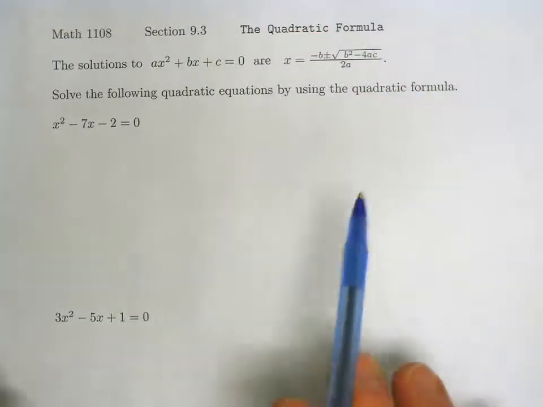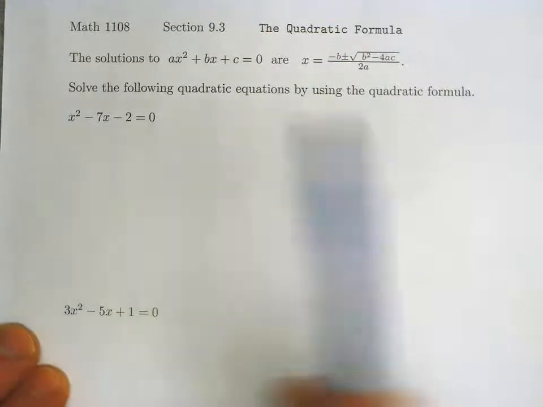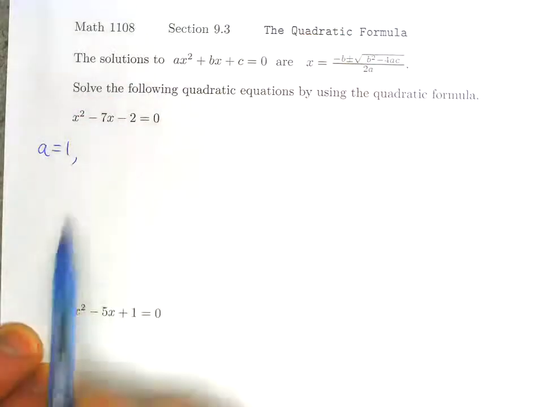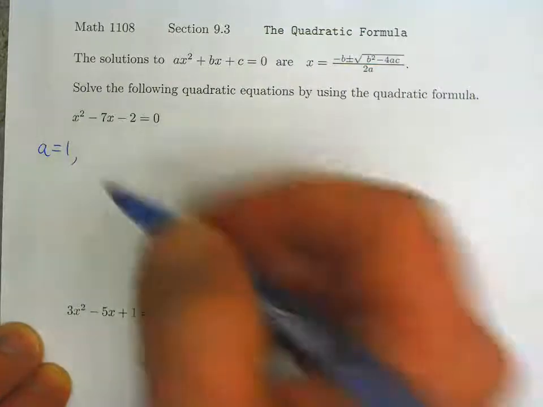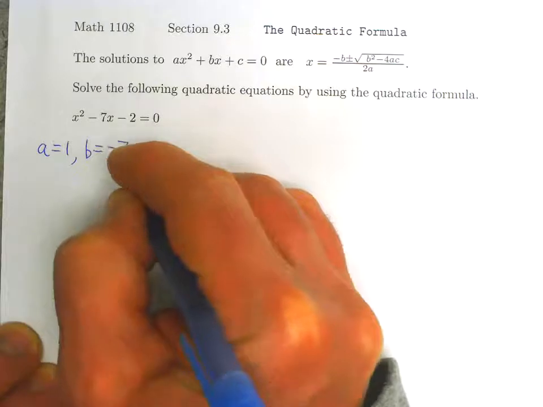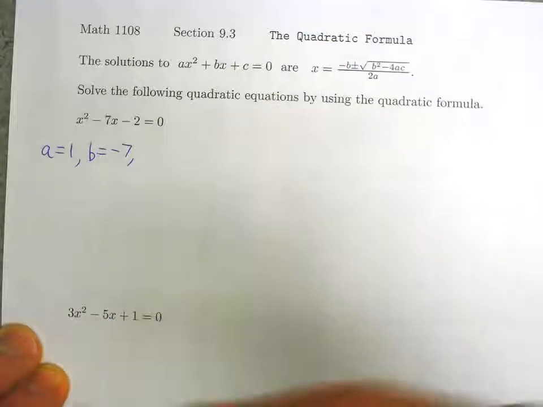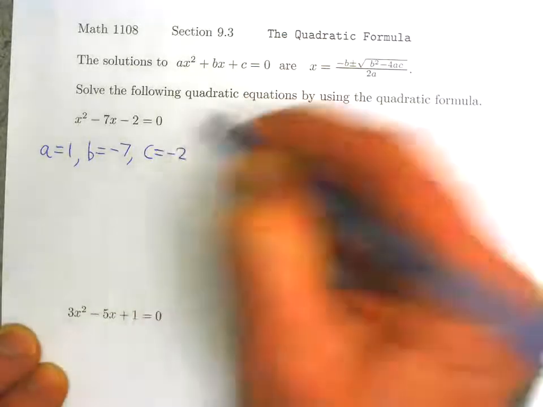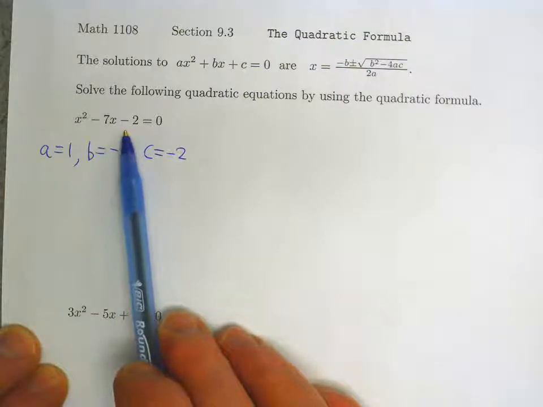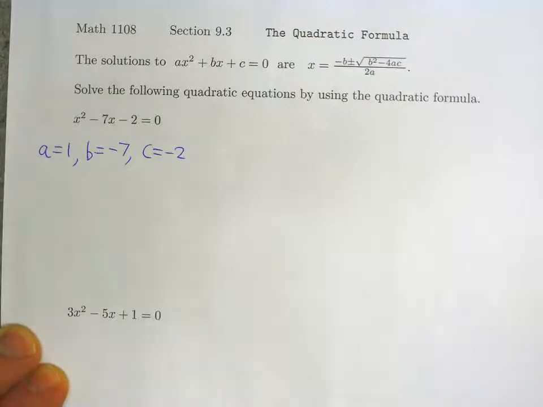Okay, in this particular example of a quadratic equation, the value of a is 1 because it's 1x squared. B is the coefficient of x, so in this case b is negative 7. And c is negative 2. Since we have minus 2, subtracting 2 is equivalent to adding negative 2, so the value of c is negative 2.